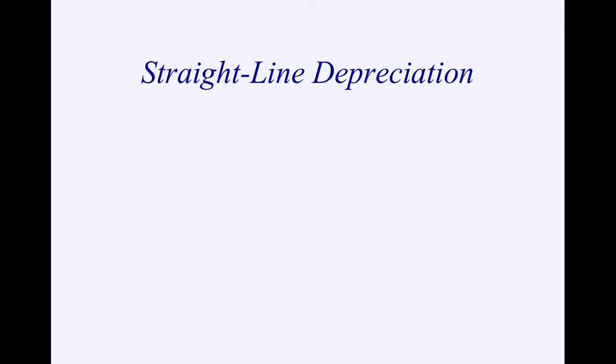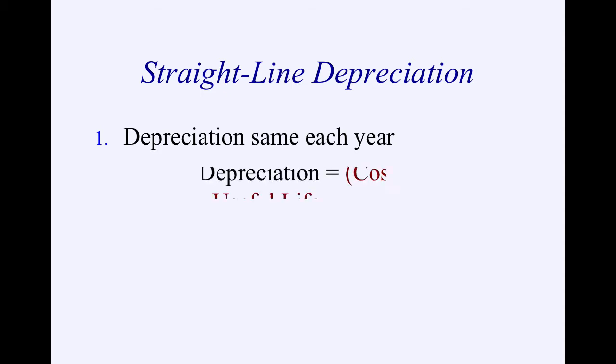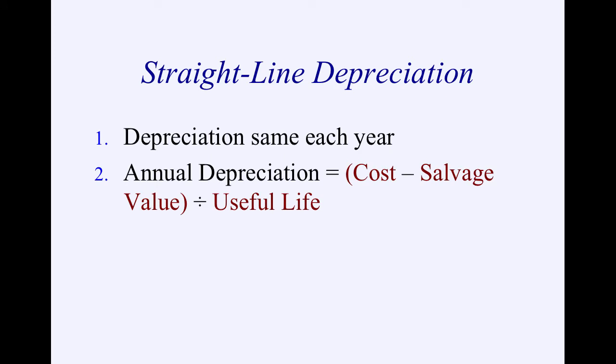Let's start with the straight line method. Under the straight line method, the depreciation expense recognized each year is the same. Once you calculate depreciation, you will record the same amount every year of the asset's useful life. In calculating annual depreciation, we will take the cost of the asset and subtract its salvage value and divide that by the years of useful life.